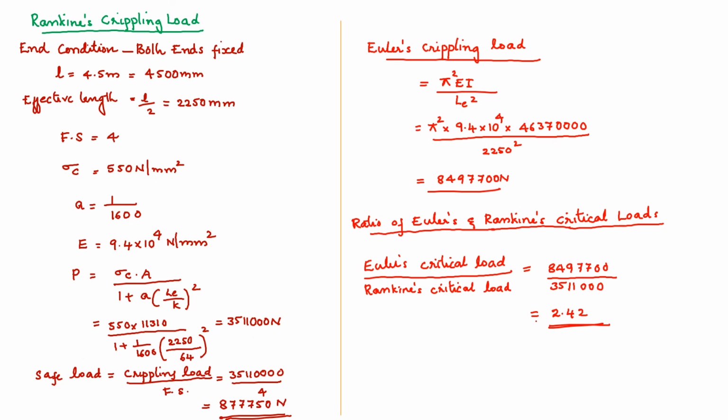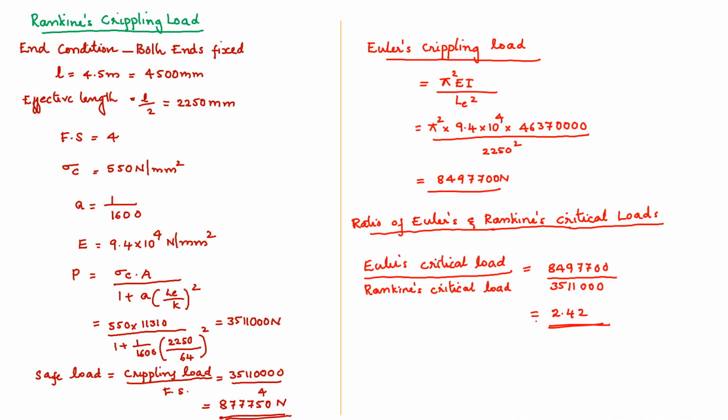First, we can find out the Rankine's critical load, that is given by sigma c into A divided by 1 plus A into LE by K whole square. LE is the effective length of the column for both ends fixed condition. It is actual length by 2, that is L by 2, 2250 mm. Then A is equal to 1 by 1600, and K that we have found out as 64 mm.